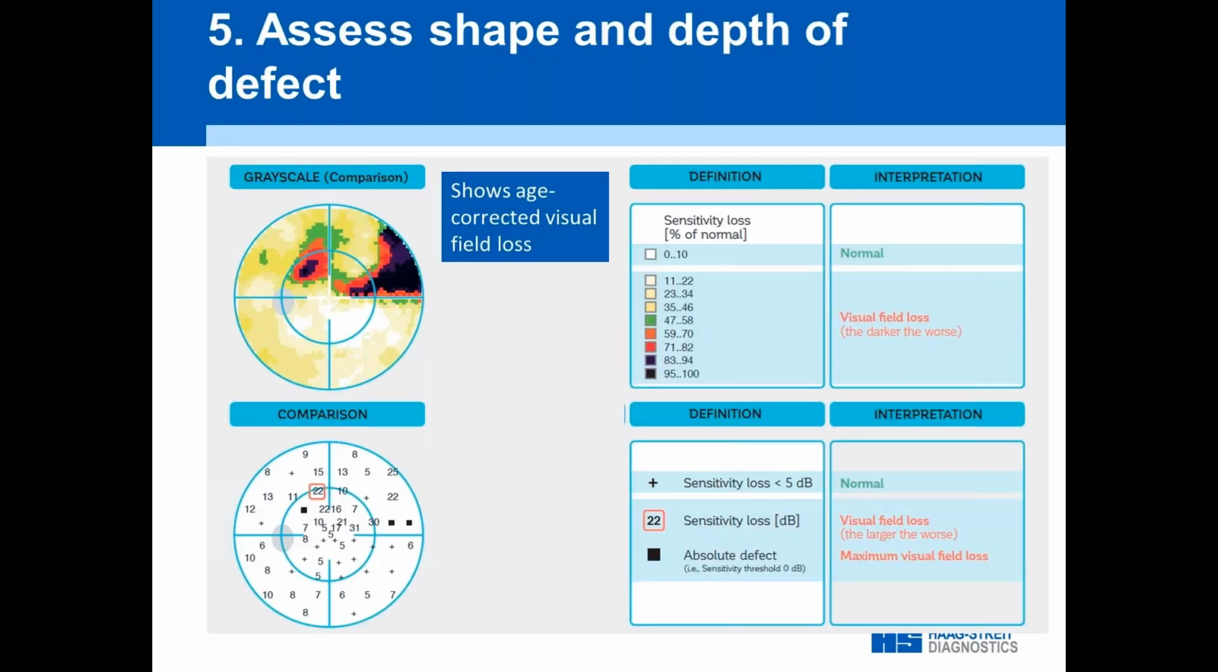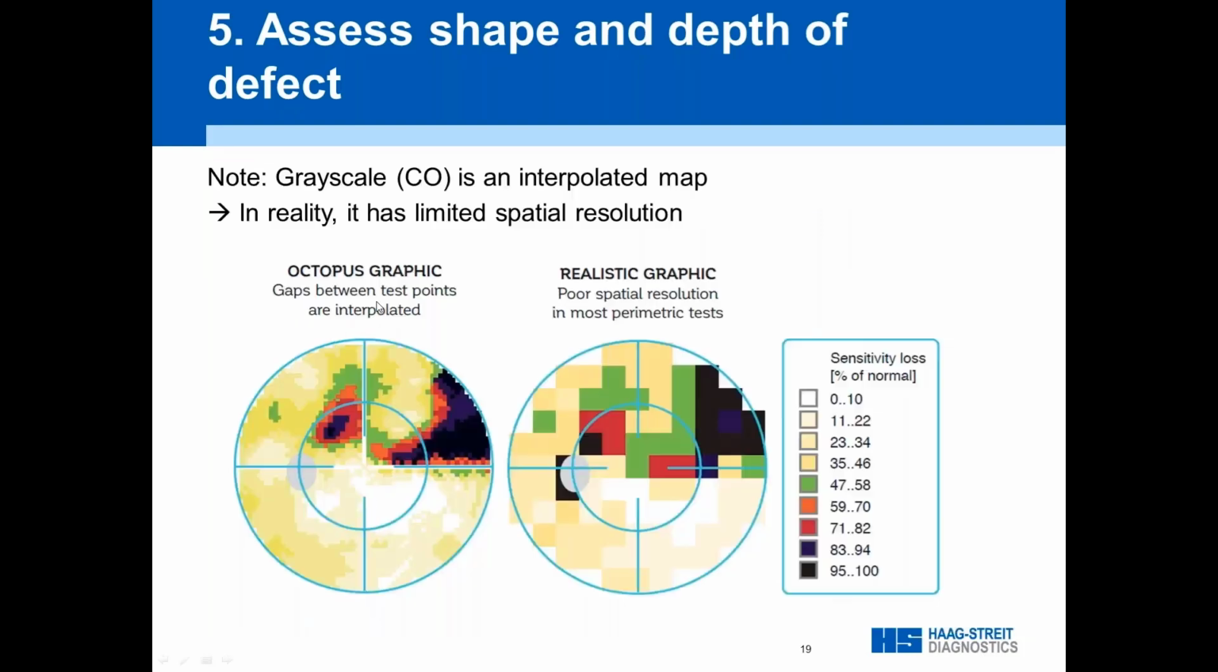Then, of course, when it just comes to assessing shape and depth of defect, the grayscale comparison is great. The comparison is great for the depth. Here's just for the shape.